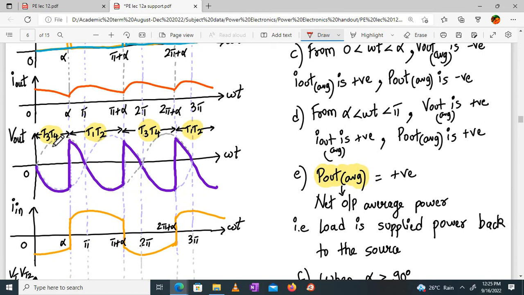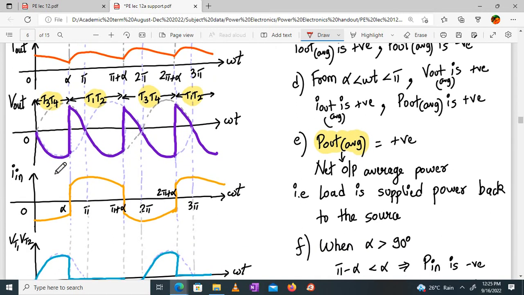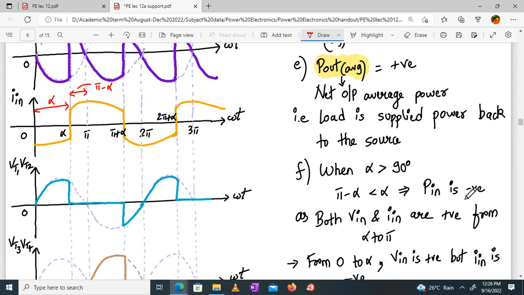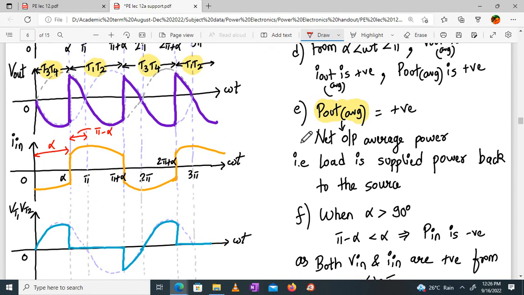Now tell me, from 0 to pi, what is pi minus alpha over here? Pi minus alpha is this, right? This is pi minus alpha. And what is this? Alpha. Which is greater? Alpha is greater. So that means my Pin is negative. The positive part is small and the negative part is much bigger. So my input power is negative. Okay? Similarly, my output power is also negative.